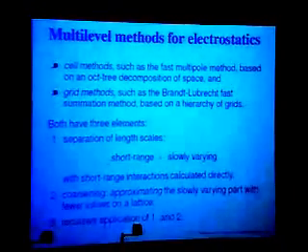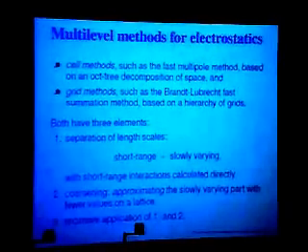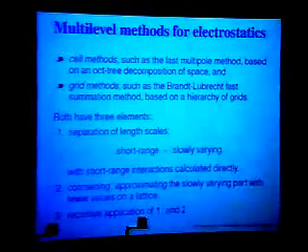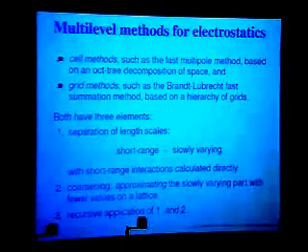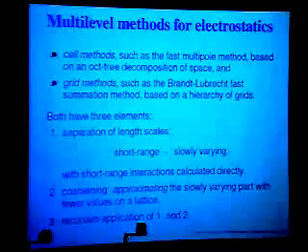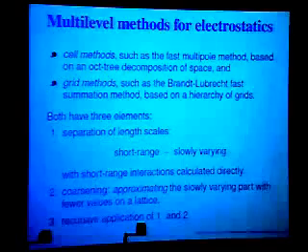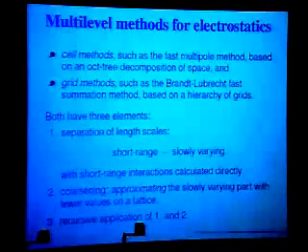And there's two categories of fast methods that have some things in common. One category I call cell methods. In fact, this word has been used by others. And the most famous of these is the fast multipole method. And these are based upon an octree decomposition of space. And there's another class of methods which are hardly known at all, which are called grid methods. And because I, in fact, prefer these methods, I'll discuss them as well.